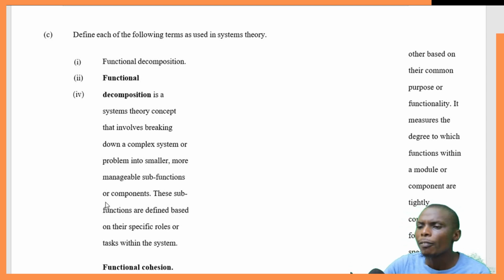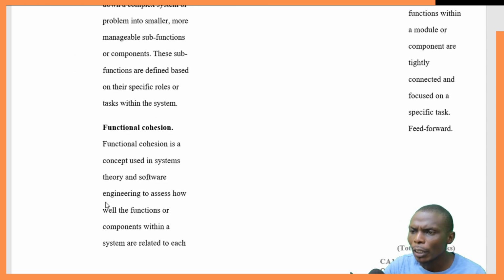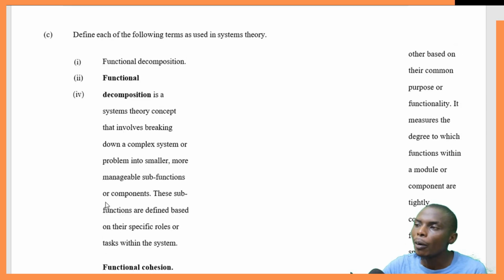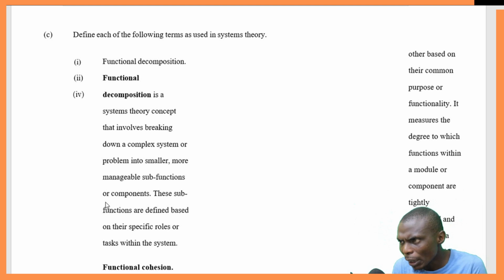Then the second one is functional cohesion. Functional cohesion is yet another concept. It is used in system theory and software engineering to assess how well the functions or components within a system are related to each other. How well are the components working in the system when they are integrated with the others in the system? So that is another concept that is used in system theory.